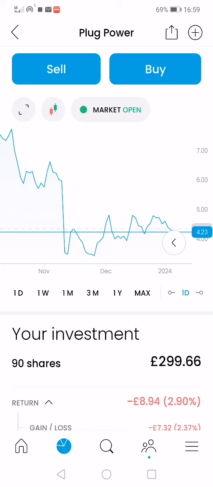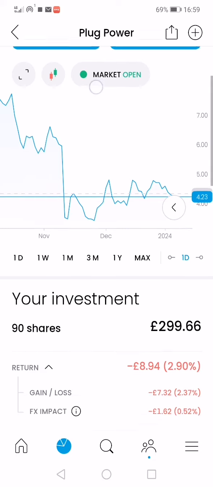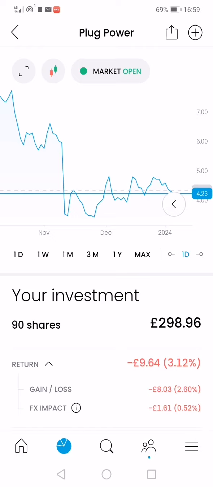invest further in order for me to make more money, or in order for me to rescue my investment in this particular stock as it is in my previous account. That's the reason why I do this. That's the reason why I use a separate account. Hope that makes sense. It's all about risk management, and this is part of risk management.